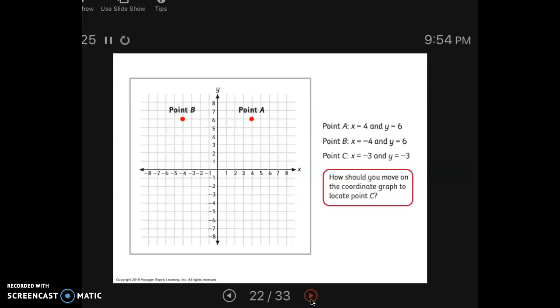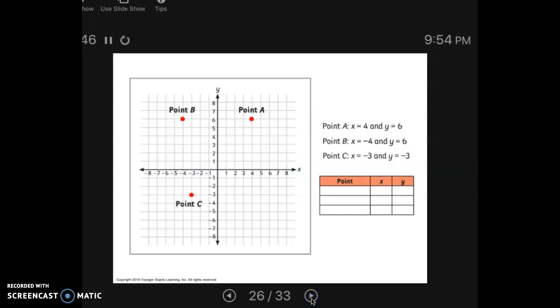Here is another point, point C. How should you move on the coordinate graph to locate point C? Because the values of x and y are both negative numbers, we move left 3 units and down 3 more. We'll draw the point and label this as point C.